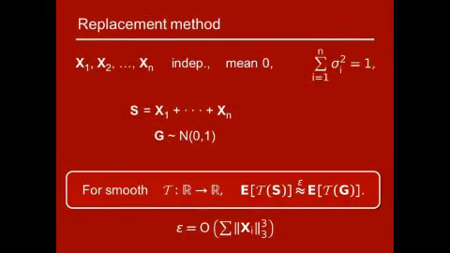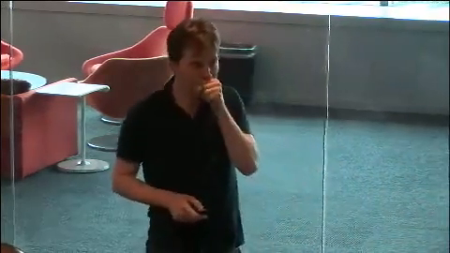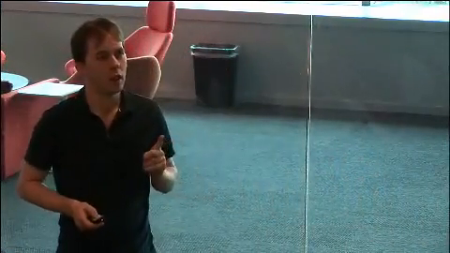Okay. Great. So where have we gotten to? Again, we got S, the sum of the x_i's, we got G, and we want to try to show that for a smooth T, the expected value of T of S is close to the expected value of T of G, where again, this is our error bound. Okay. So we're now sort of set up. Now there's only really two interesting things that happen in the proof. So here's the first time that something kind of interesting happens.